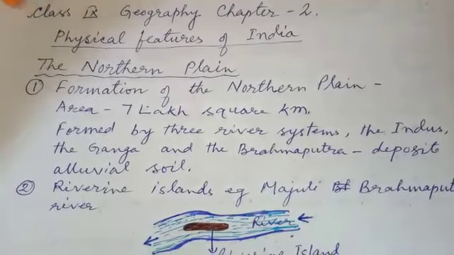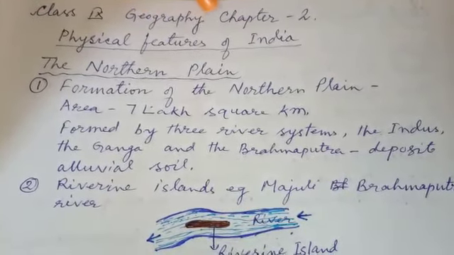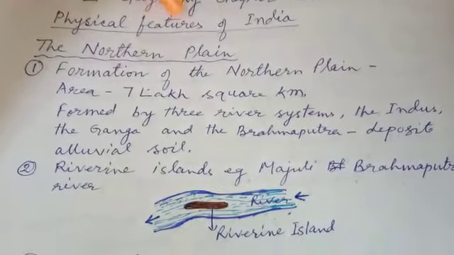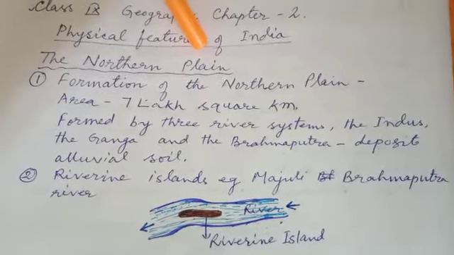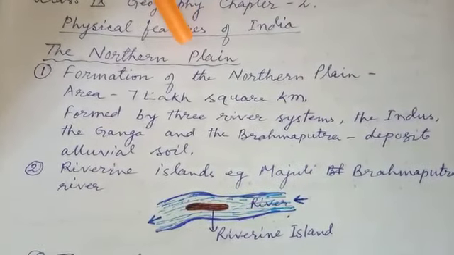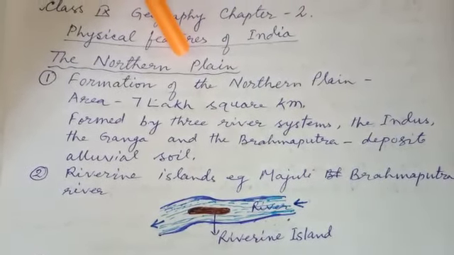Good morning, class 9th. Today, geography chapter number 2, physical features of India. Here we will explain the northern plain. The northern plain is situated in the northern portion of India.